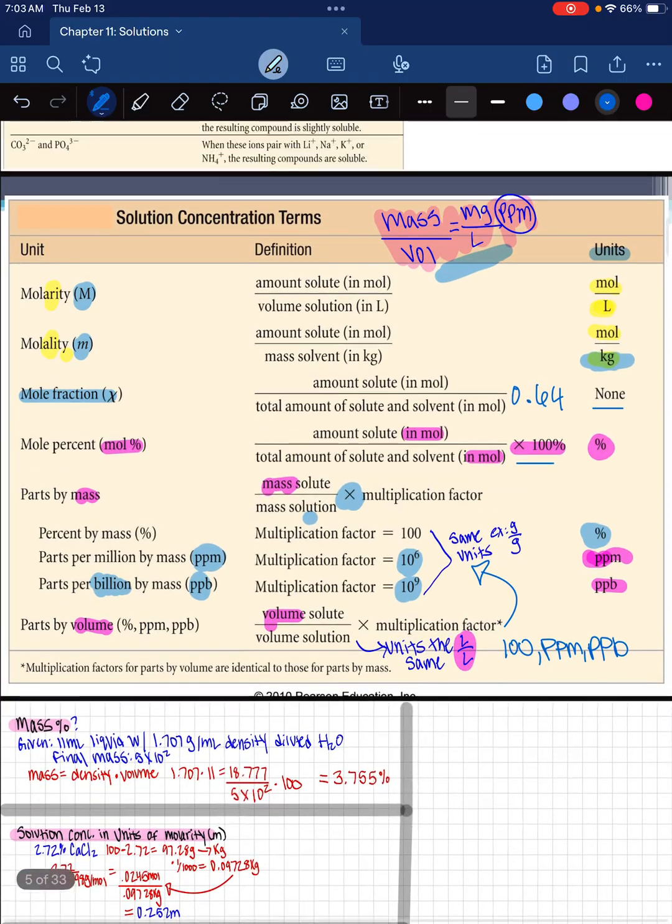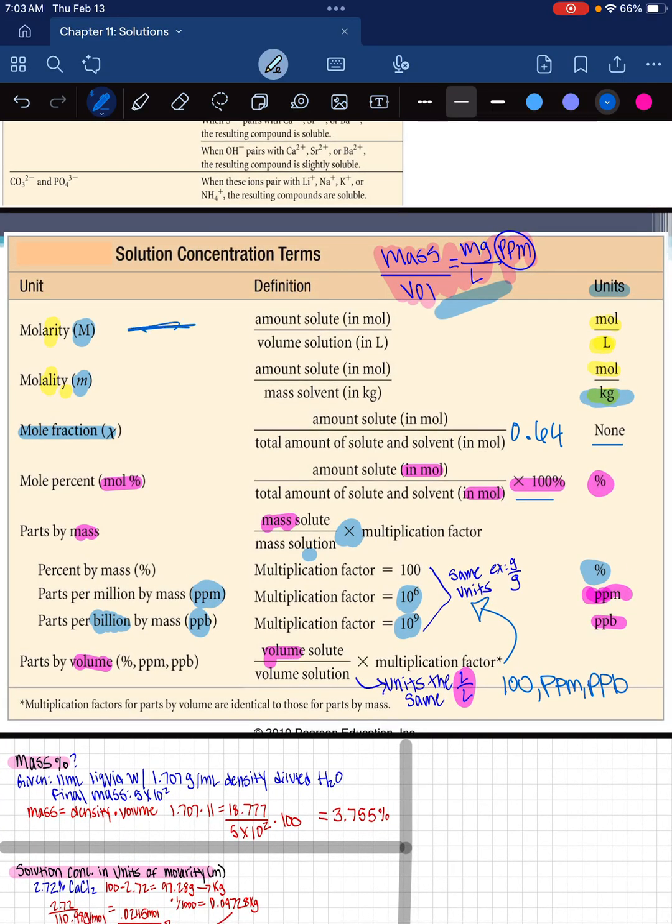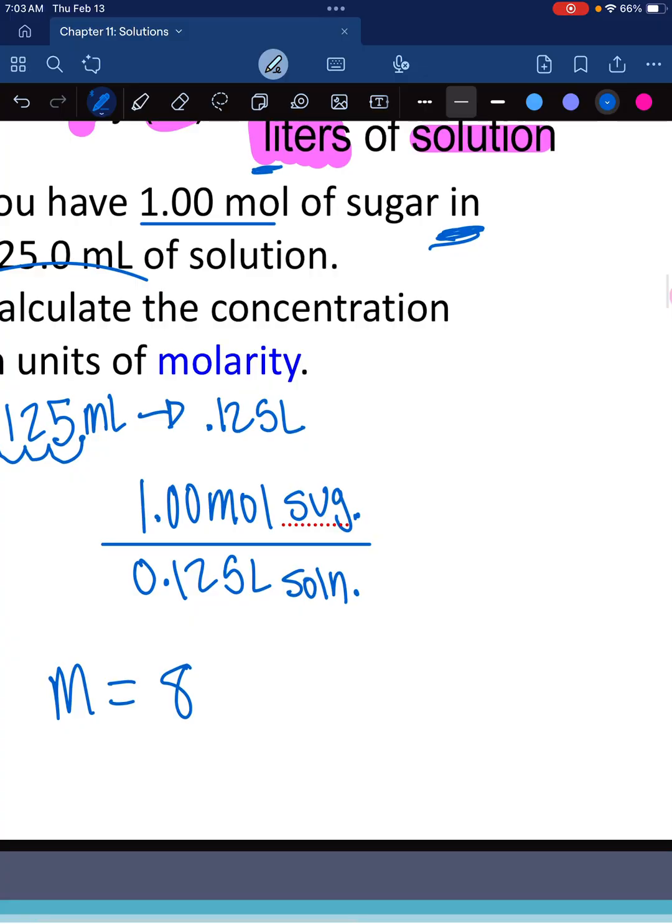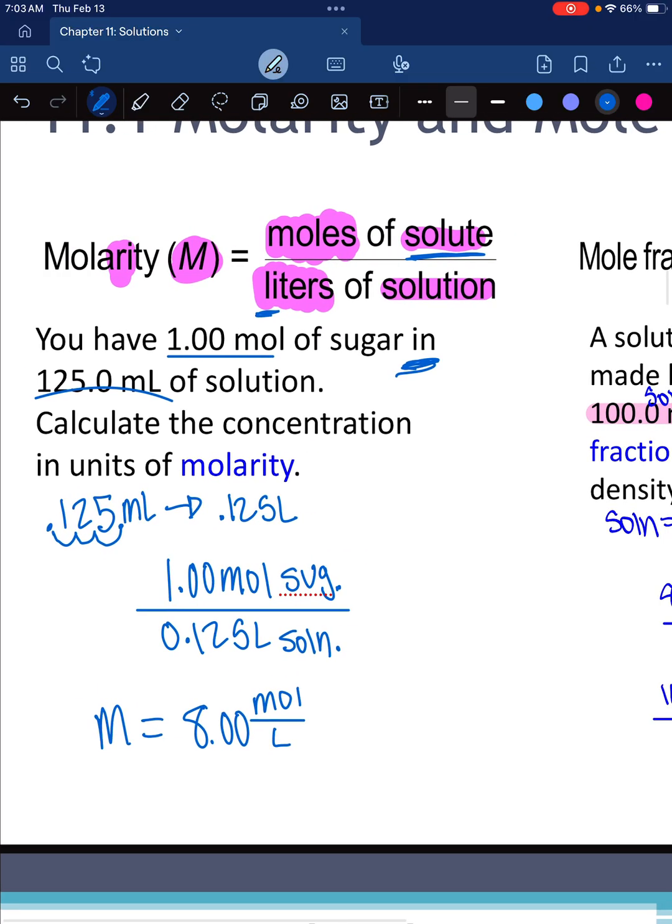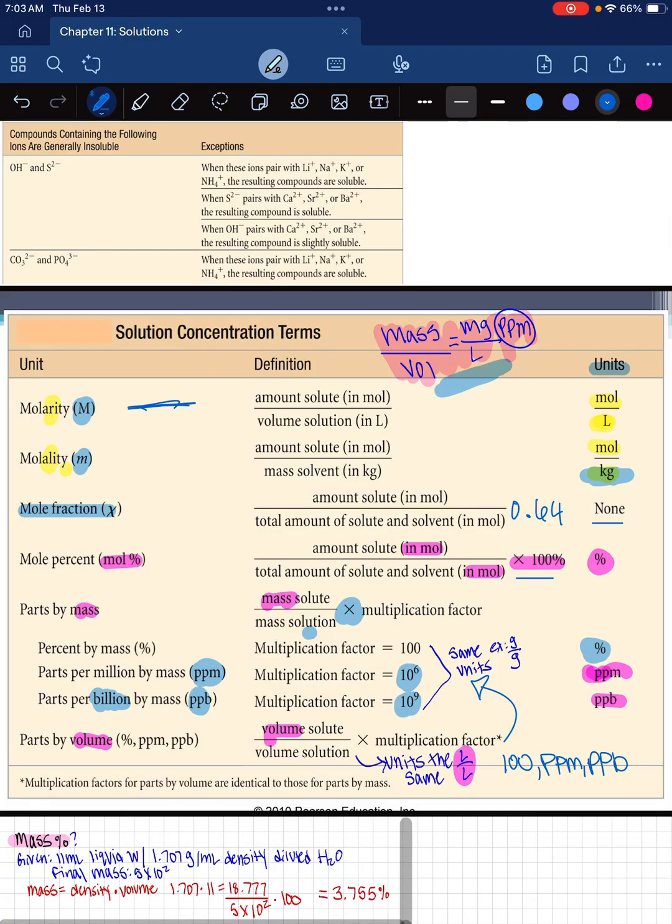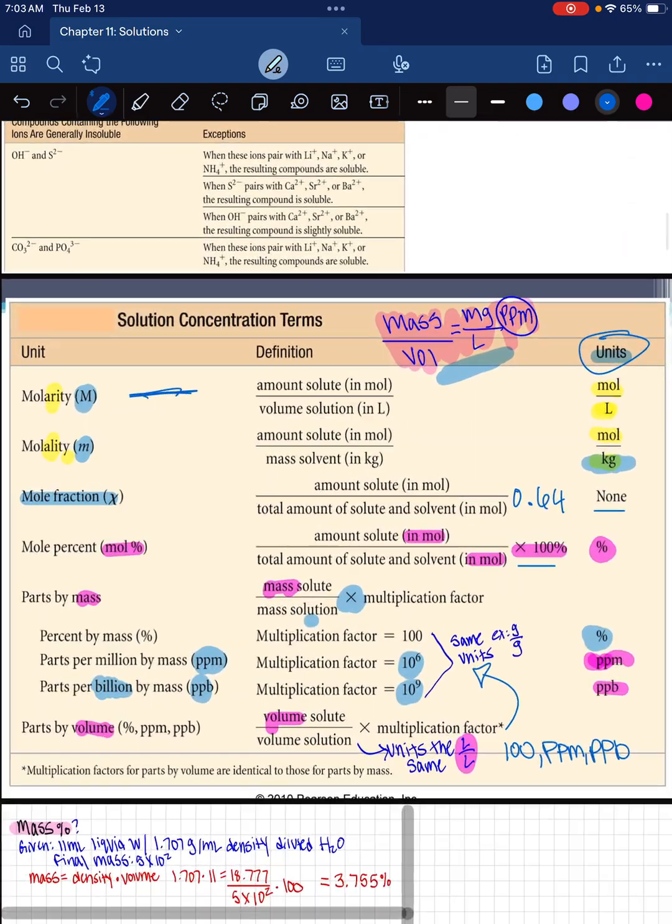Let's go back up here to our table. We're solving for molarity, so it's a big M, but our units are moles over liters. So let's remember our sig figs, 8.00 moles over liters. And that is your example of molarity. So I hope all this made sense, and now I hope we can understand our units for all our solution concentrations a little bit better.